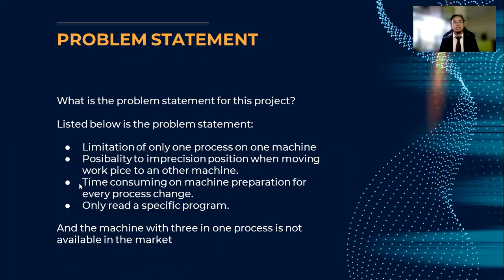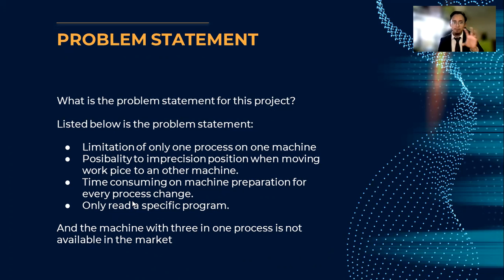The third thing is the time consumed on machine preparation for every process change. As I said before, every time we want to execute a process on a machine, we need to make a preparation to ensure the machine is in a good, safe condition to run, and the position of the material is in the perfect place before we can run the machine.